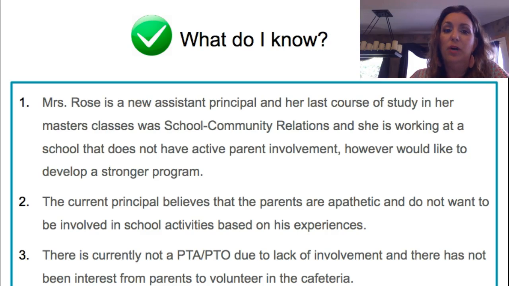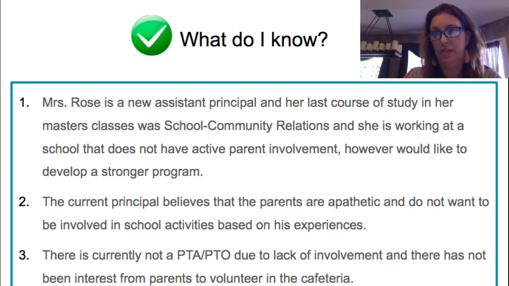First of all, what do I know? Number 1, I know that Mrs. Rose is the new assistant principal, and her last course of study in her master's class was School Community Relations. She is now working at a school that does not have active parent involvement. However, she would like to develop a stronger program.